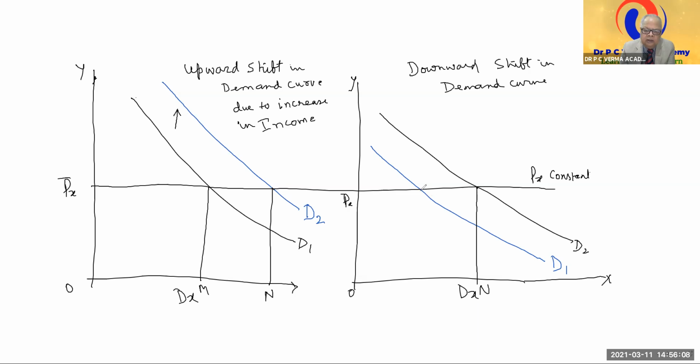Downward shift. This was N. So here there is increase and this is decrease, due to decrease in income. So very, very important: downward shift and upward shift.